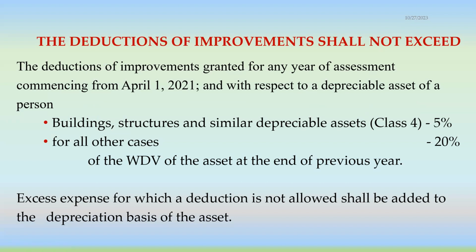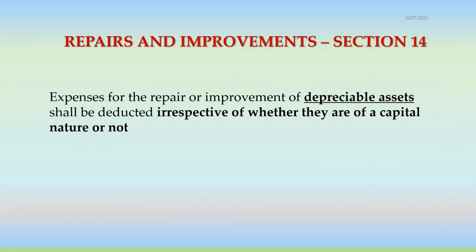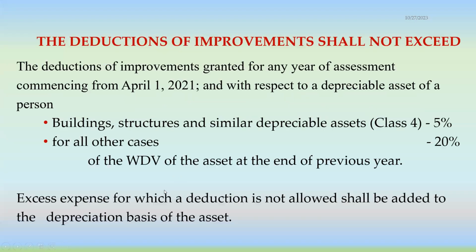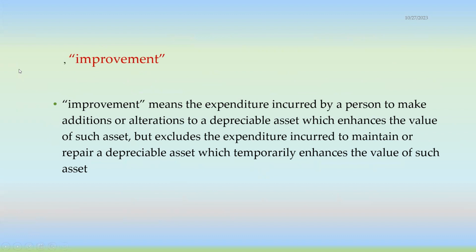For previous years of assessment, you had to restrict both repair and improvement expenses. But for the year of assessment 22-23, you have to restrict only the expenses on improvements. So we have a definition for improvement because it is very difficult to draw a line between repair and improvements.